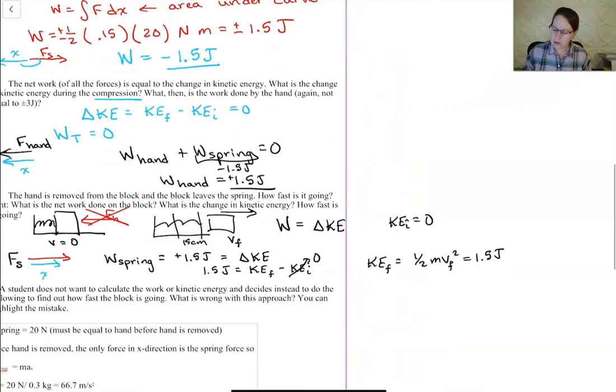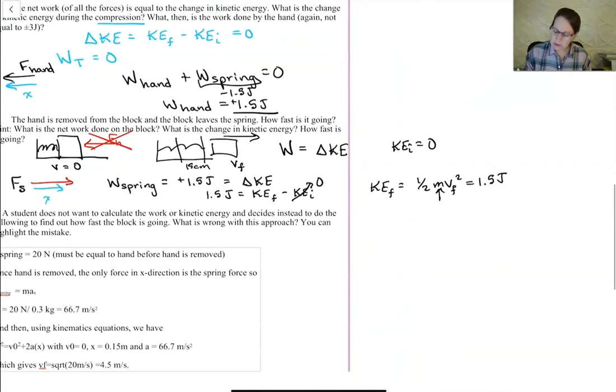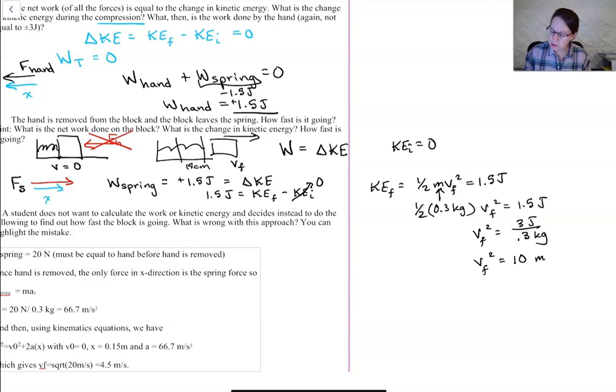Now we need to actually know the mass. So it was a 0.3. The mass was 0.3 kilograms. We have 1/2 v squared is equal to 1.5 joules. So v final squared is equal to, then the 2 will give us 3 joules over 0.3 kilograms. Our v final squared is equal to 10 meters squared per second squared. V final is equal to about 3.1 meters per second.